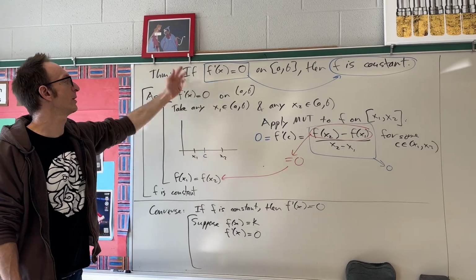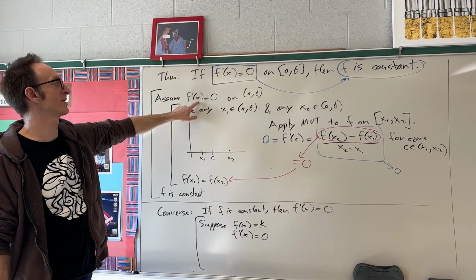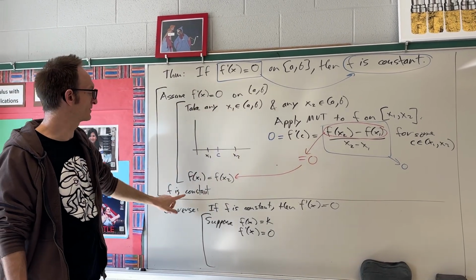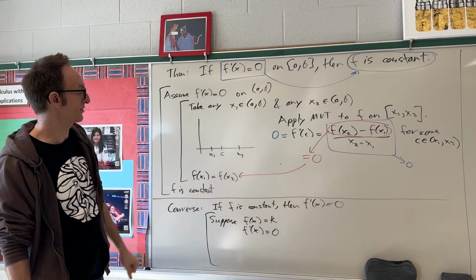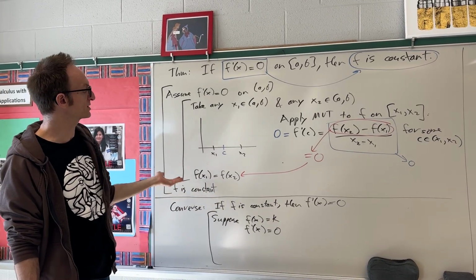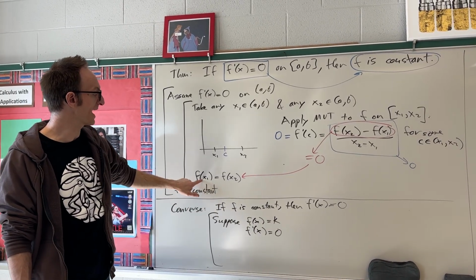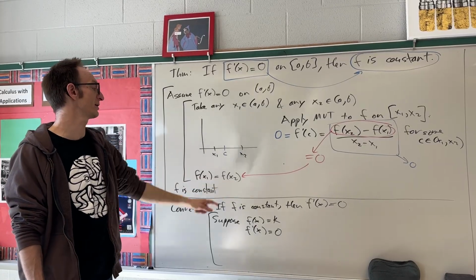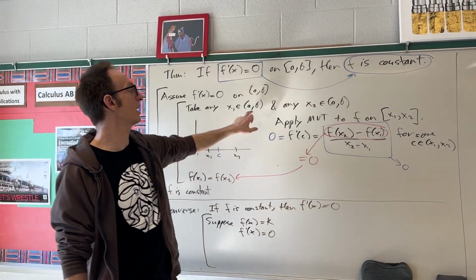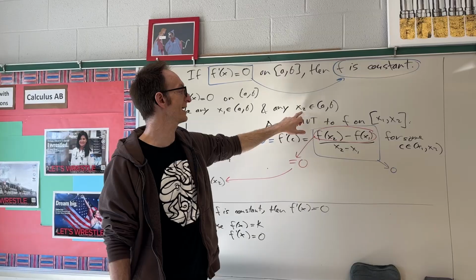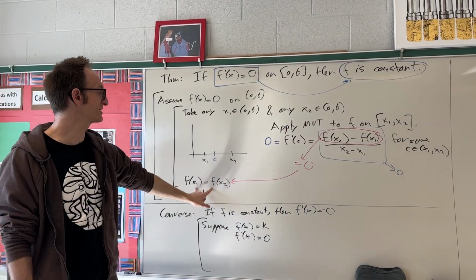And so what we do is we suppose that we have a function whose derivative is 0, and we try to prove that the function is constant. We kind of did all this already. What does it mean to prove that a function is constant? It means that all the x values give the same y value. And so what we did is we took two arbitrary points, x1 and x2, and we tried to show that they have the same output.